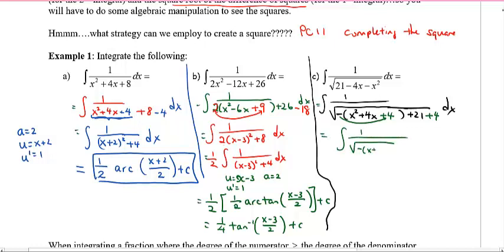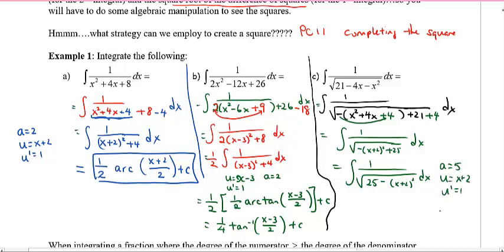Negative x plus 2 all squared. 21 plus 4 is 25 dx. If you want to write it like this, which might look a little bit nicer, 25 minus x plus 2 squared dx, that's perfectly fine. Now I hope you can see that the a value is 5, the u is just x plus 2, and once again u prime is still 1. We're in good shape, therefore this is just equal to the arcsine of u, x plus 2 over 5, which is the a value, and don't forget plus c.